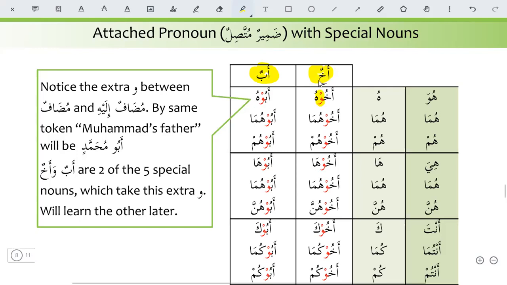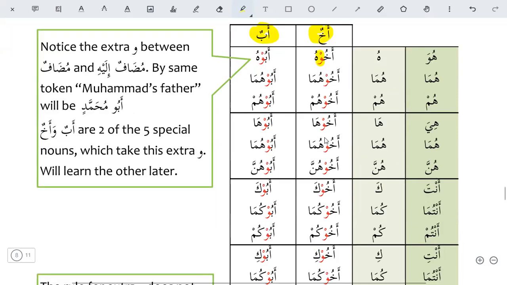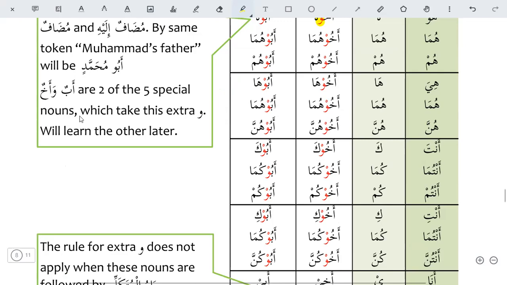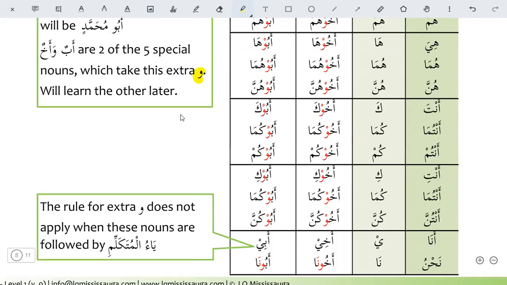So when these two special nouns are mudaf, we add an extra vowel between the mudaf and the mudaf ilayh. Notice the extra vowel. By the same token, Muhammad's father will be Abu Muhammadin. With the pronouns, it is Abuhu, and if there is a proper noun Muhammadin, it will be Abu Muhammadin. Abun and Akhun are two of the 5 special nouns. Only these 5 nouns take an extra vowel, and they take it only when they are mudaf.